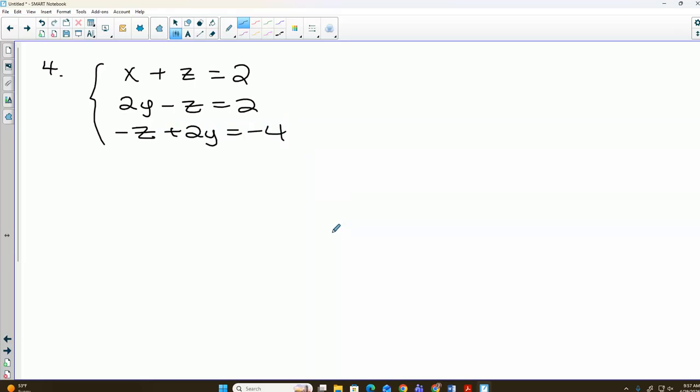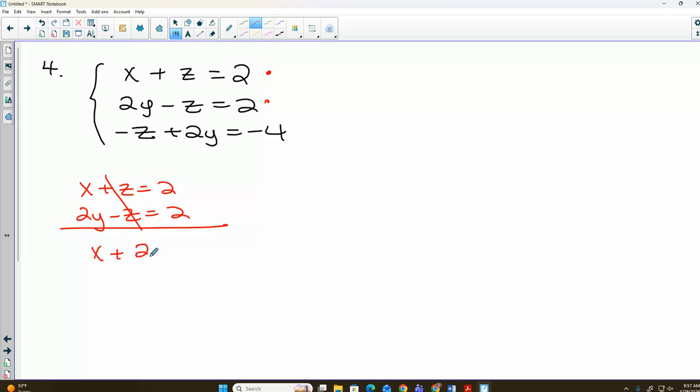All right, so we tried substitution or elimination. Yesterday when I was walking around, most people were putting the first 2 equations together to start, which is great. So when we add those together, the z's cancel. I can't add x and y, so it's just x plus 2y equals 4.